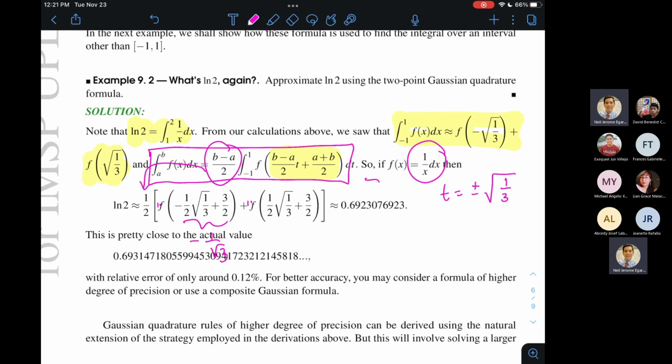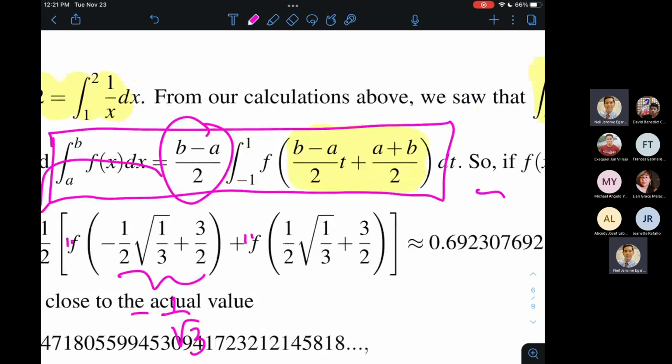Tapos ngayon, ano yung value natin para sa integral na to? Integral from -1 to 1. Na-derive na natin yung quadrature formula para dun sa integral from -1 to 1. Ang weight niya ay 1. Ang weight niya ay 1. Pero yung function values na na-compute natin ay at the t-values. Negative root of 1/3 and positive root of 1/3. Pero yon ay nag-work kapag ang integration interval ay -1 to 1 lamang.